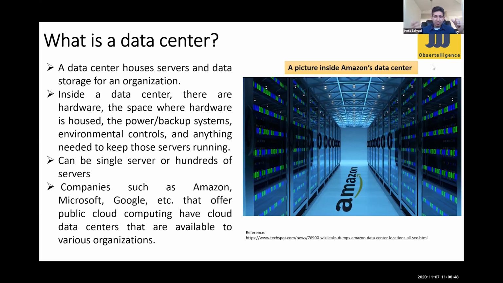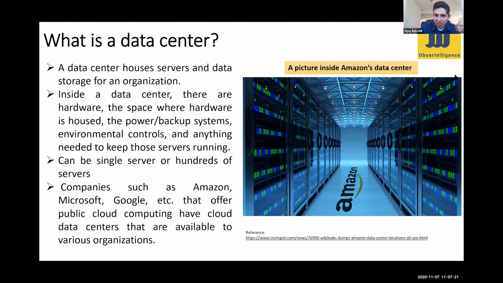Microsoft has their cloud data center through Azure, A-Z-U-R-E, Azure. That's Microsoft's Azure cloud computing and data center. Google also has their own data centers. So basically think of a data center as a facility that has all the hardware, all the power and backup systems, and anything related to keeping those servers running.